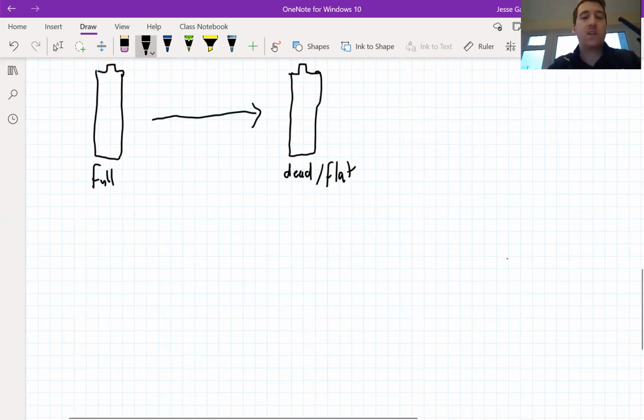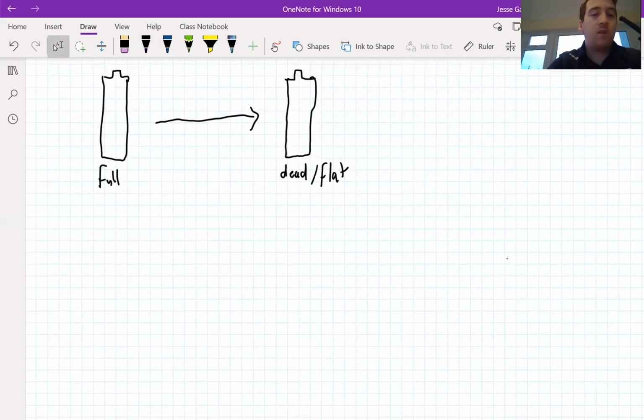When we're talking about a battery, we talk about the chemical energy store.